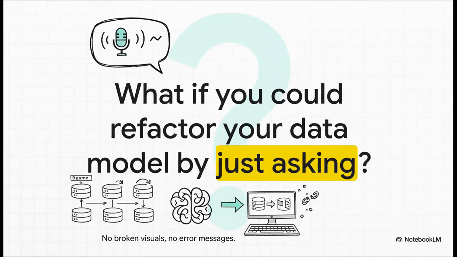Okay, just picture this for a second. You don't have to manually click through 100 different dependencies. Instead, you just type something like, "Hey, rename the dim customer table to dim customer." And poof, it just works. No broken visuals, no scary error messages. That's the dream, right? Well, that's what we're going to unpack today.